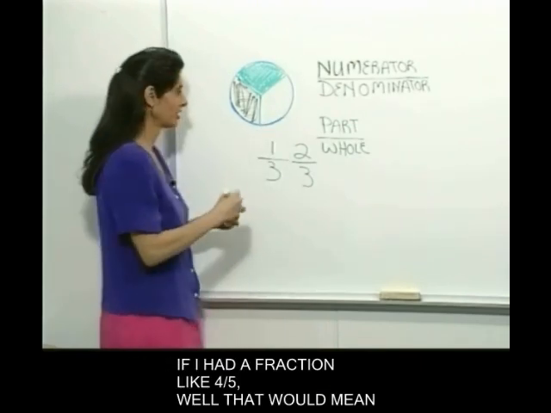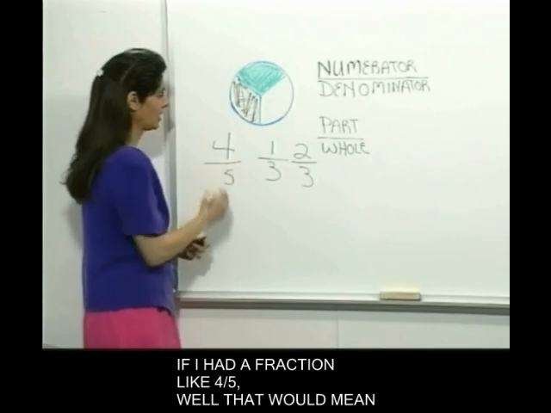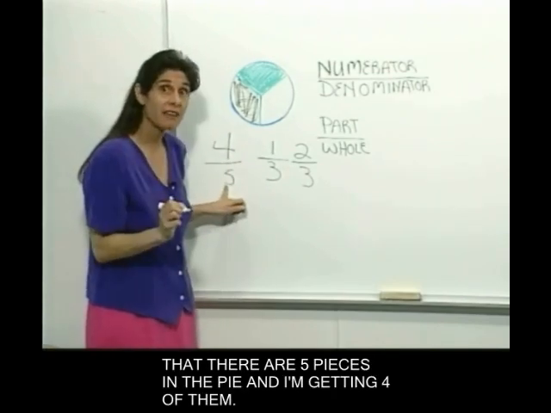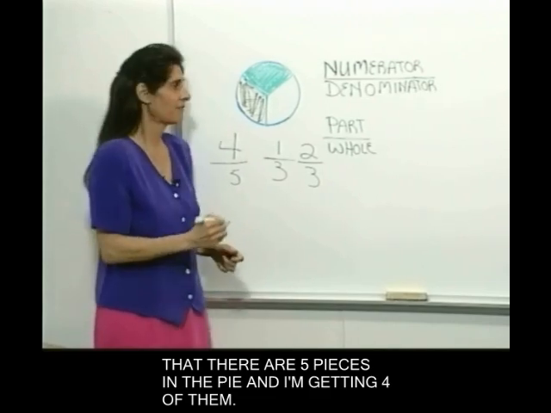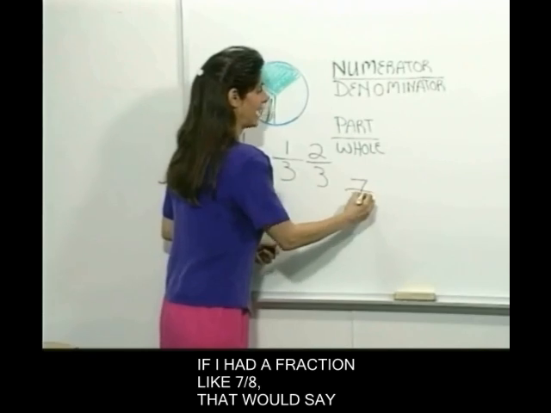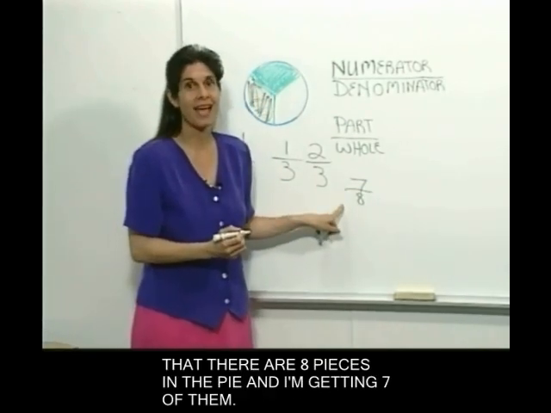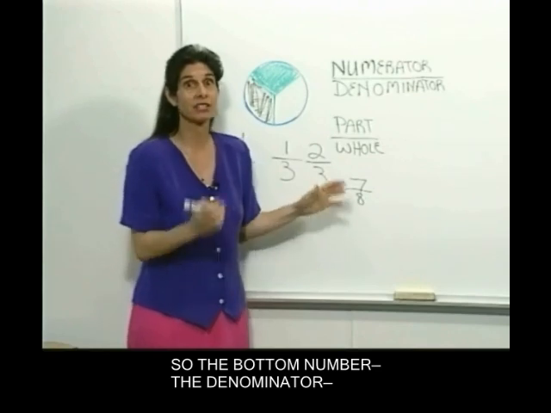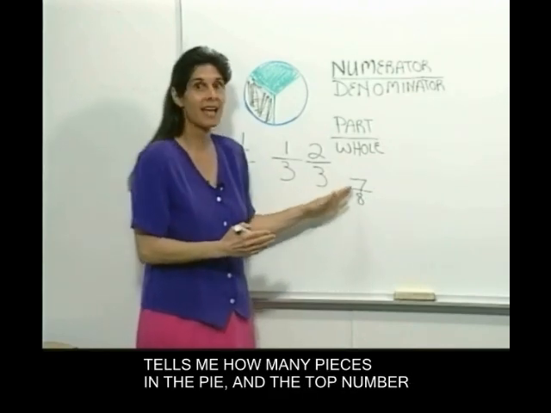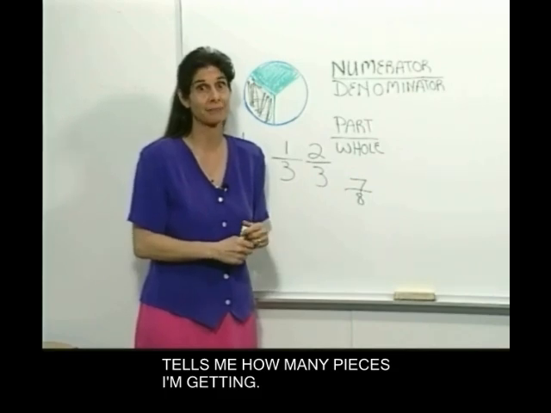If I had a fraction like 4/5, well, that would mean that there are 5 pieces in the pie, and I'm getting 4 of them. If I had a fraction like 7/8, that would say that there are 8 pieces in the pie, and I'm getting 7 of them. So the bottom number, the denominator, tells me how many pieces in the pie, and the top number tells me how many pieces I'm getting.